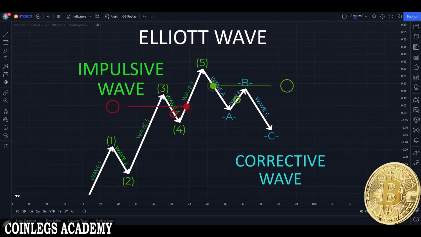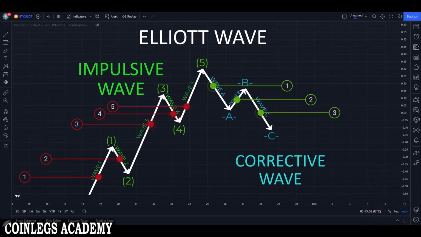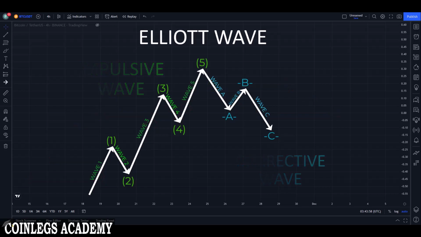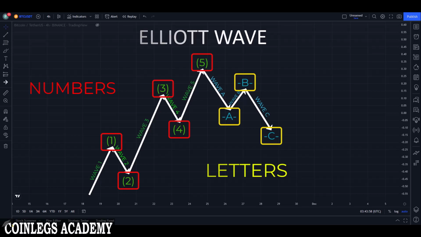Corrective waves are probably better defined as waves that move in 3 parts, but never in 5. Only impulsive waves have 5 parts. As we learned from part 1, a corrective wave comes after the impulsive wave, and we show the impulsive wave with numbers and the corrective wave with letters. Now, let's look at the details of the corrective wave.